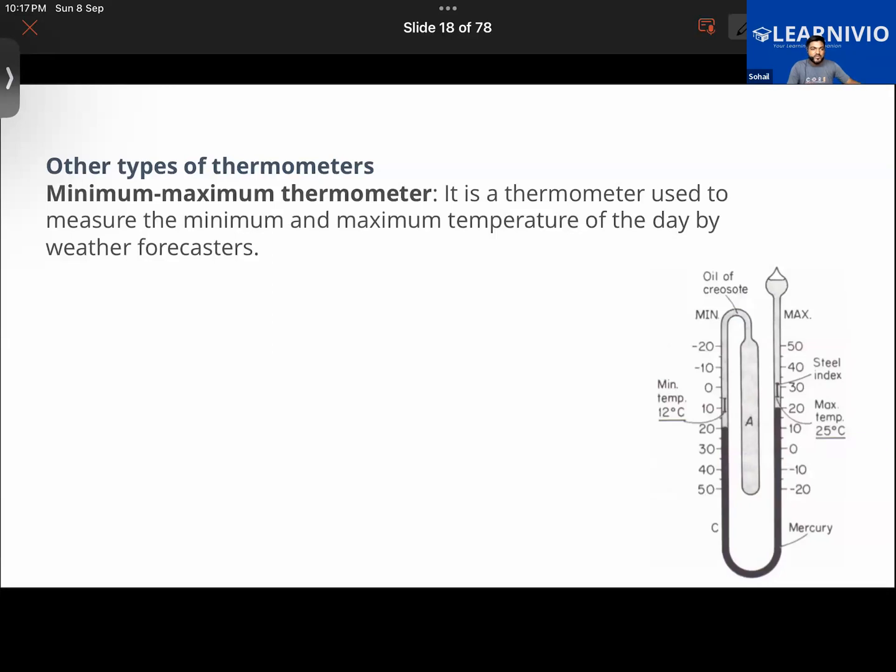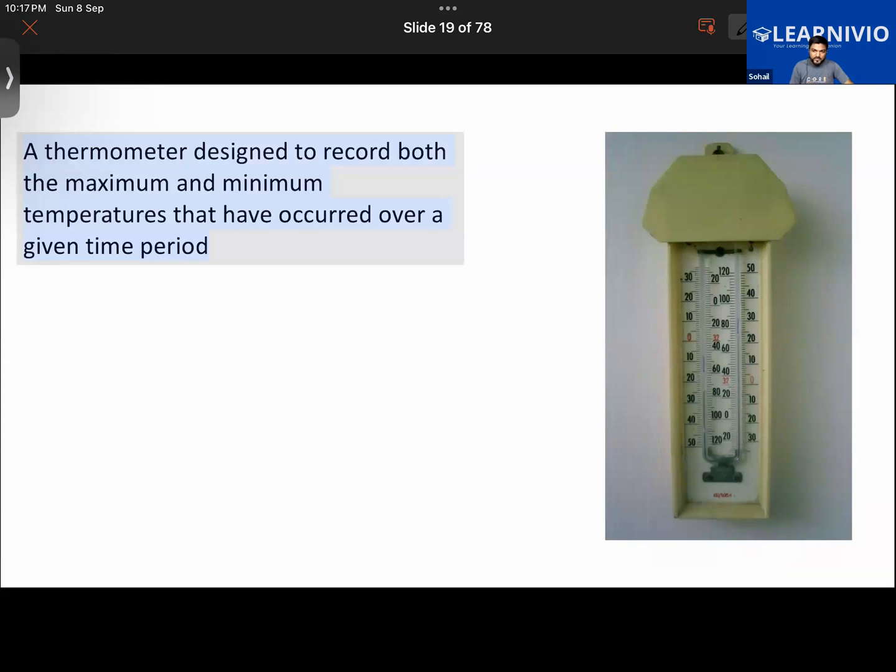Apart from these thermometers, there are some other thermometers also by the name of maximum and minimum thermometer. These are designed to measure the maximum and minimum temperature throughout the day, especially used by weather forecasters. Look at this one. This is the modern version of a maximum and minimum thermometer. It is designed in such a manner that it can record the highest temperature and the lowest temperature in a given day.